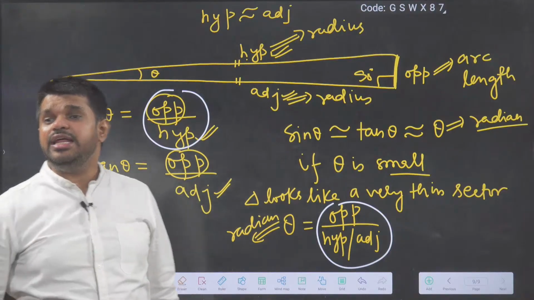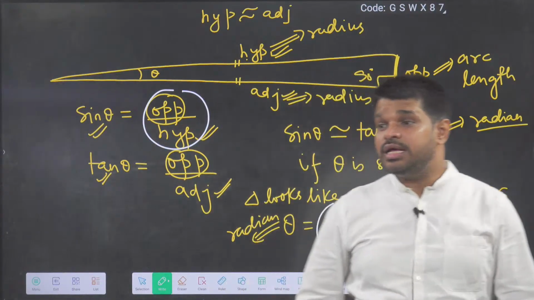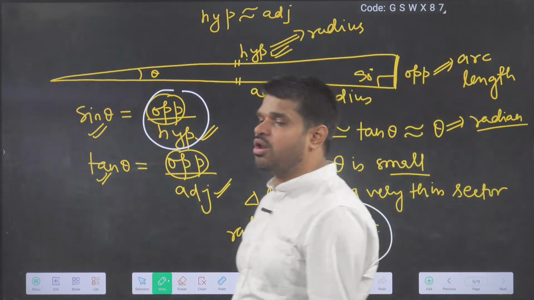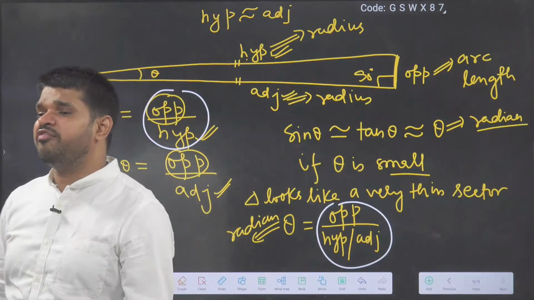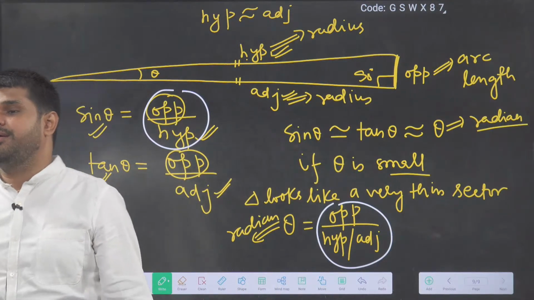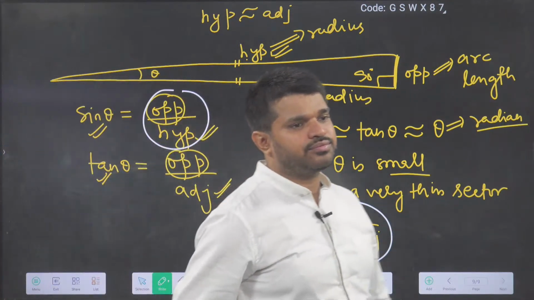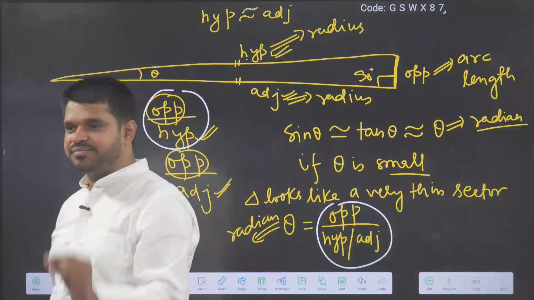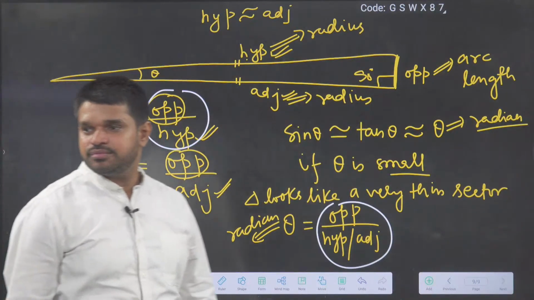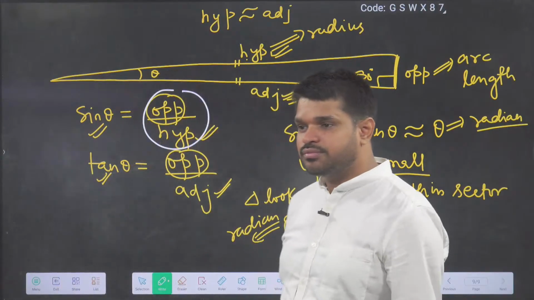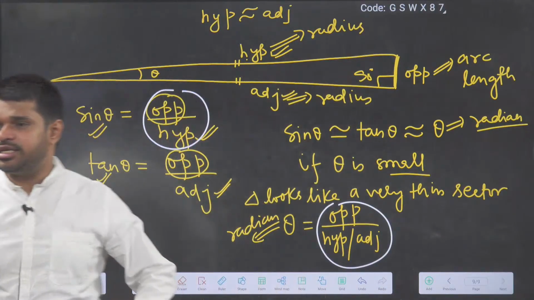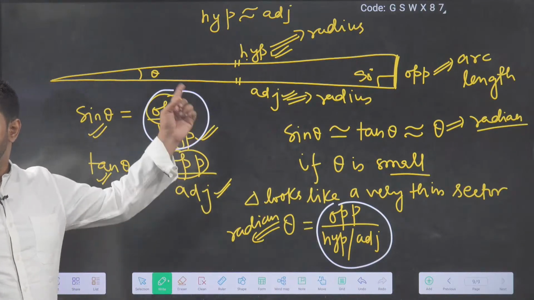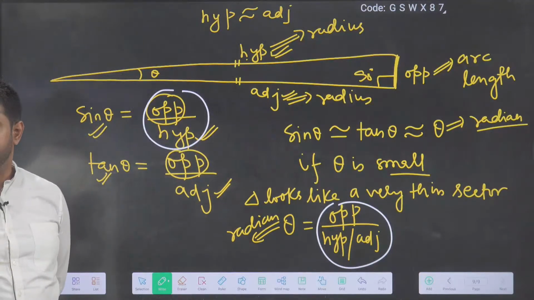Anyone having any kind of confusion in this? See, all these are very small. Cot of a very small angle is infinity. Why are you asking cot? Take a screenshot. Is this visual proof clear to everyone?